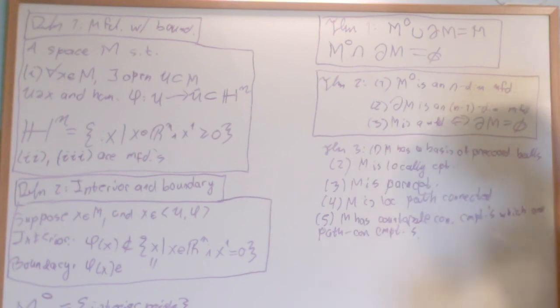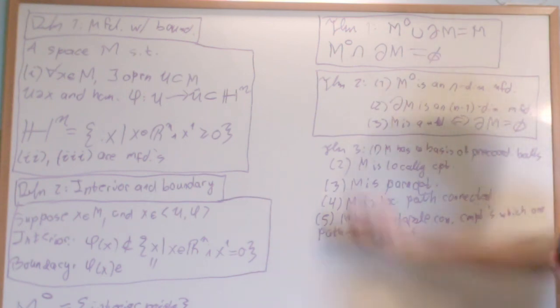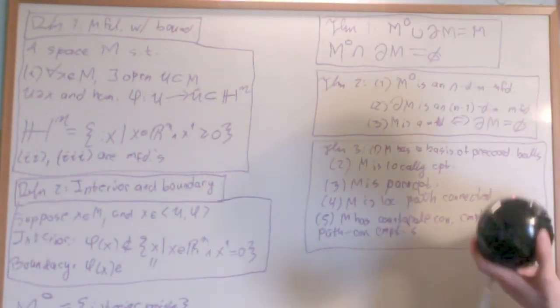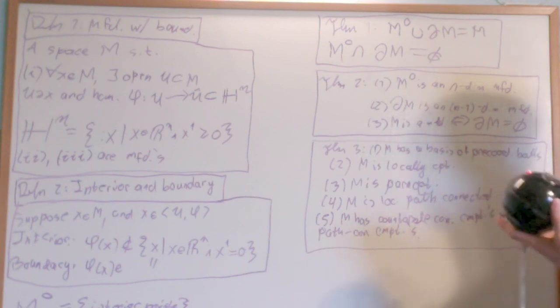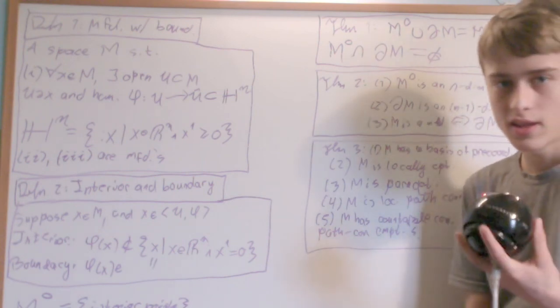Basically all the things we did last time, just the same with manifolds with boundaries. Manifolds with boundaries have all the same topological properties as manifolds without boundaries, and their interior and boundaries are manifolds themselves. So that's really nice. And that's it.